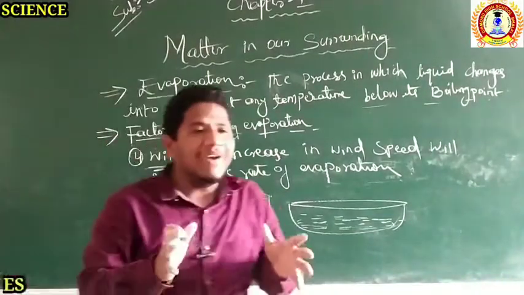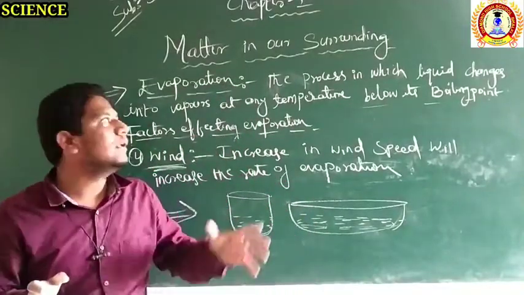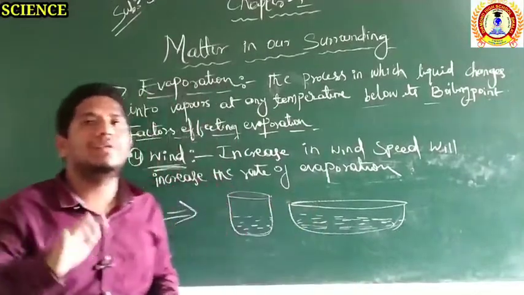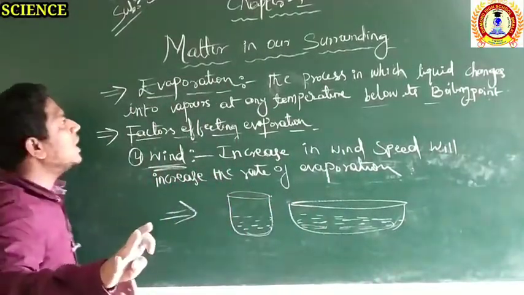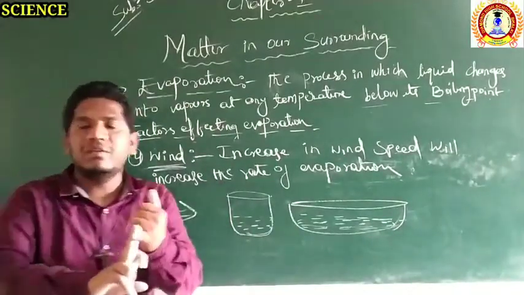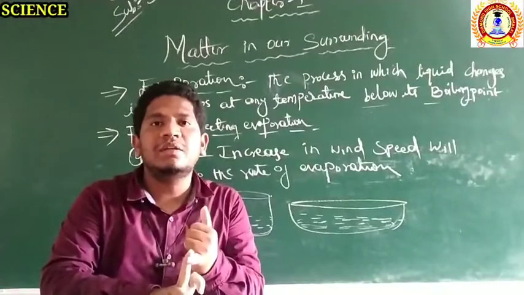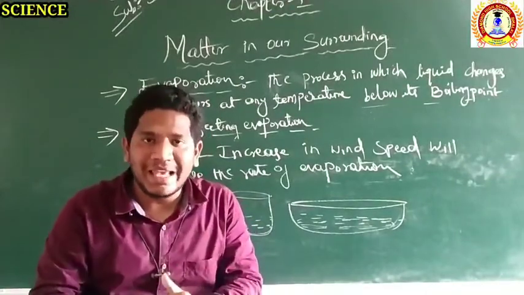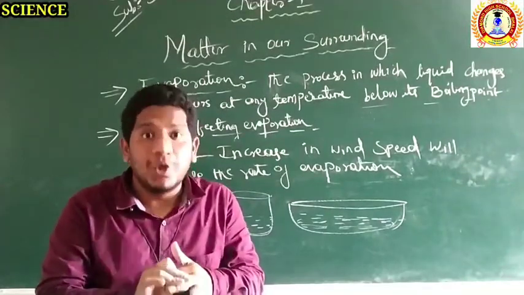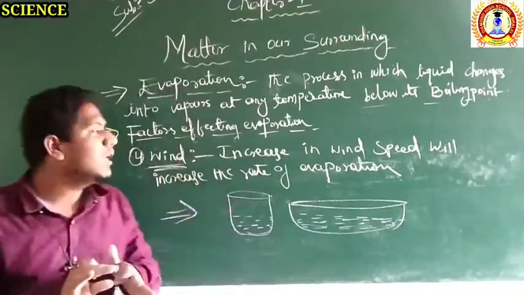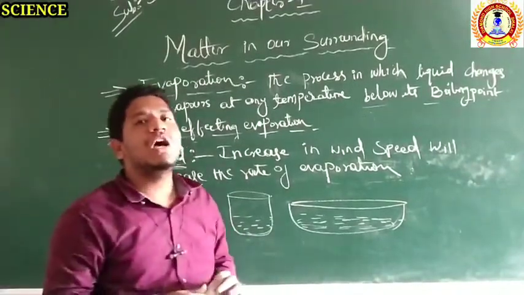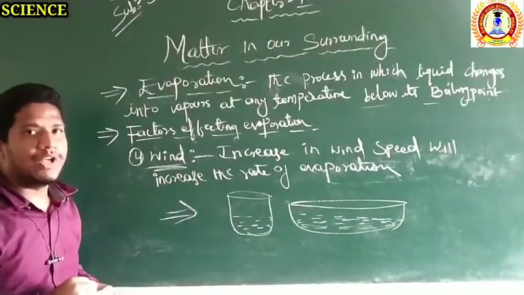So if the wind speed is more, we study that the process of evaporation will be more. So there are four factors which influence or affect the rate of evaporation. The first one is increased surface area. Second is temperature. Third is humidity, and the fourth is the wind. So these are the four factors which are affecting the rate of evaporation.